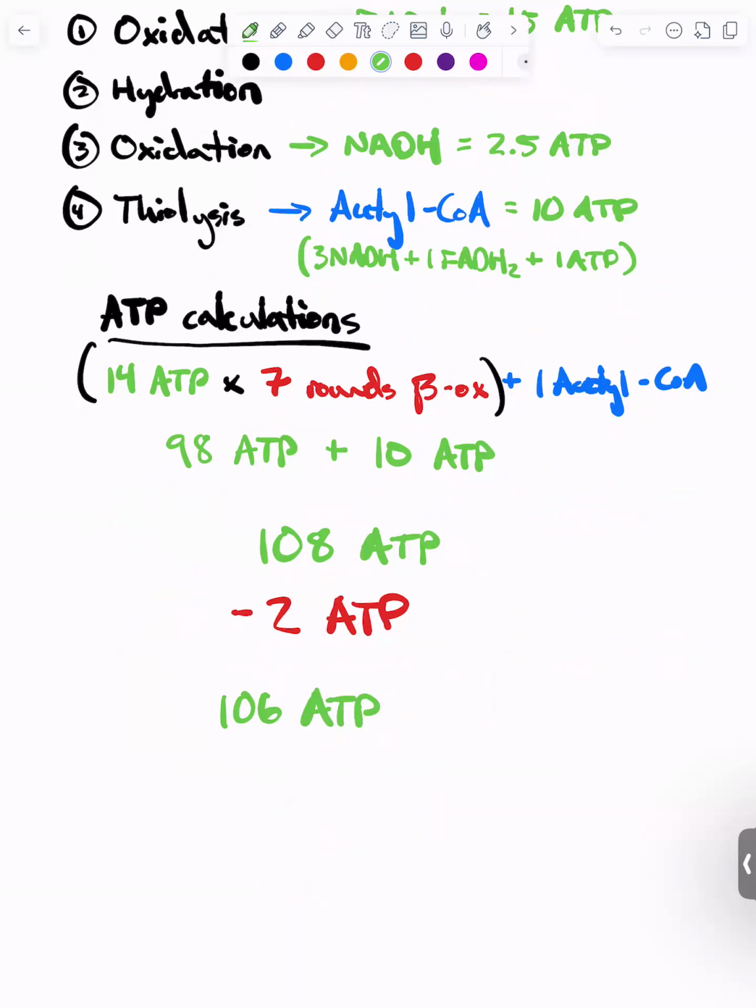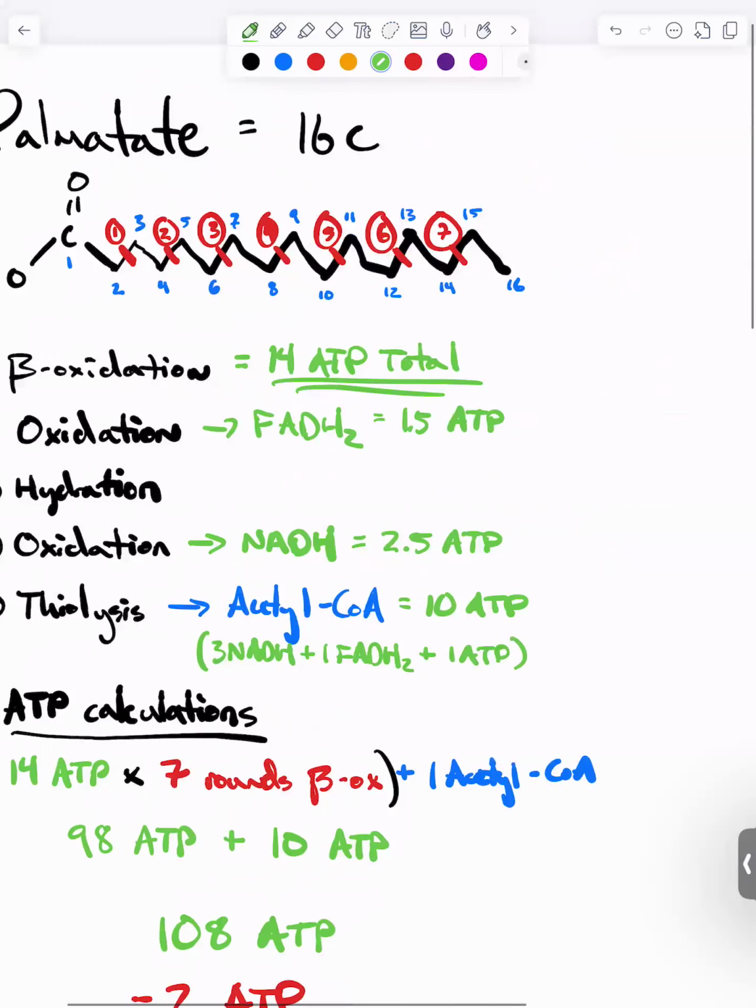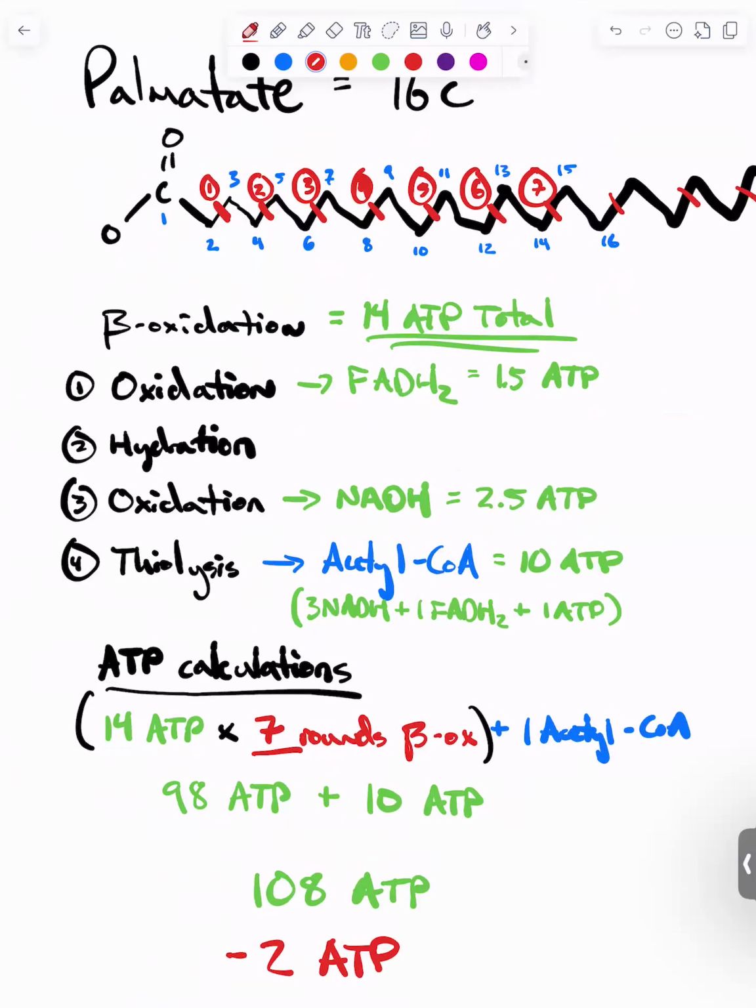Okay. Now, if you had an 18 carbon chain or a 14 carbon chain or a 22 carbon chain, you just do the same thing. The only difference is you draw this out further. You do more rounds of beta oxidation. You change the number of rounds of beta oxidation. Nothing else changes if you continually have a saturated, even carbon chain.